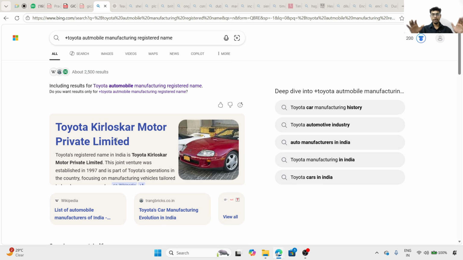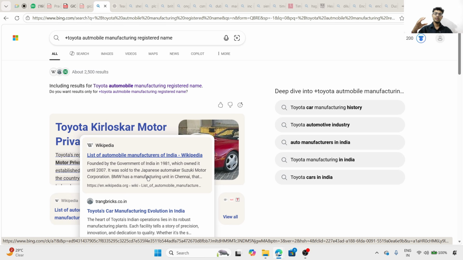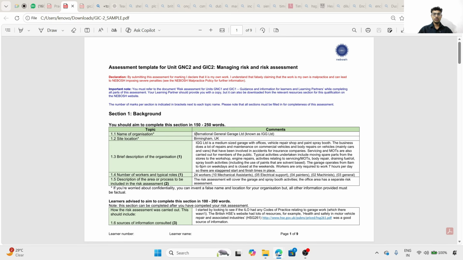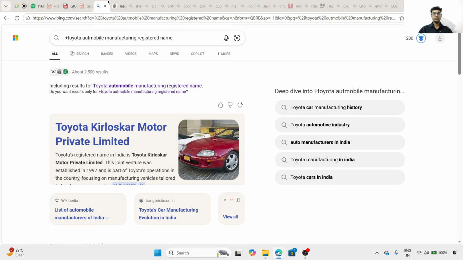So if I'm choosing an automobile manufacturing unit, this particular name should be put over there, and a particular place. For example, if it is in Delhi, the city and the country name, you can put like that. So here you can see, in that format you should put: Toyota Kirloskar Motor Private Limited, name of organization, and the place.